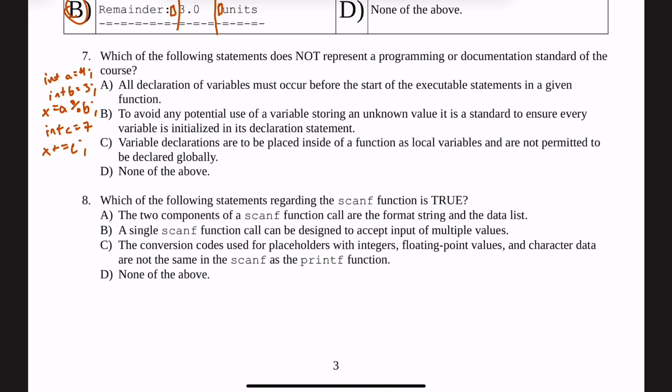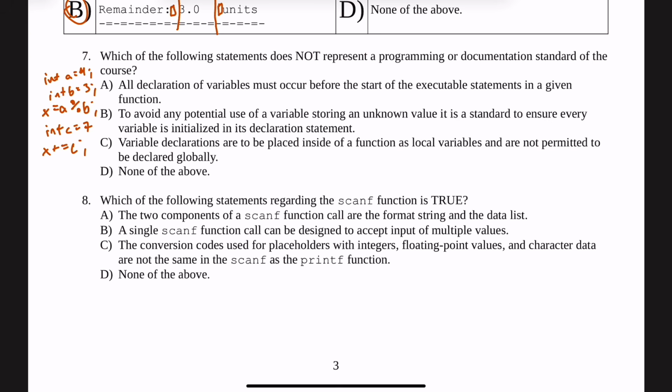Right, this would not be permitted in this course. Right, we do not allow the mixture of declarations with executable statements. All of them need to occur before. So int c needs to be moved up to be declared int B, int C. So A is a programming standard.